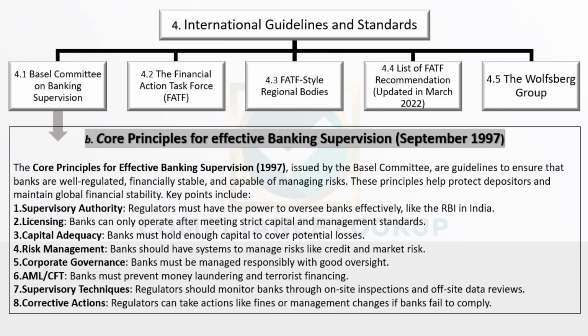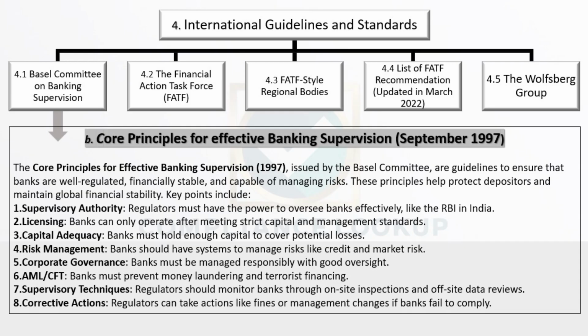1. Supervisory authority. Each country must have a regulatory body, like the RBI in India, with the authority and power to oversee and monitor banks. This body ensures that banks are operating in a safe and sound manner, reducing risks to depositors and the overall financial system. Example, the RBI regulates all banks in India, ensuring they follow appropriate laws and risk management practices.